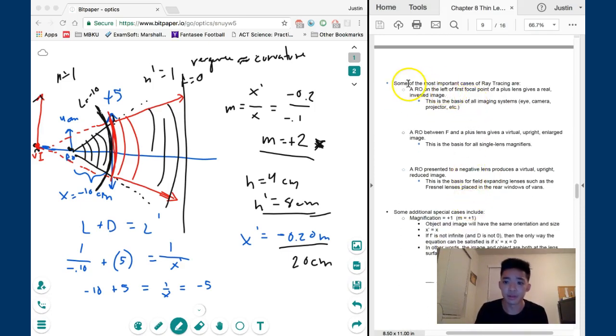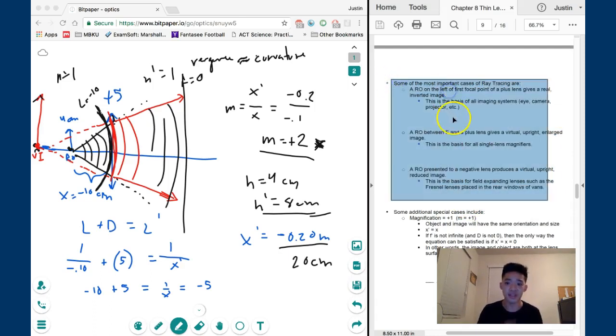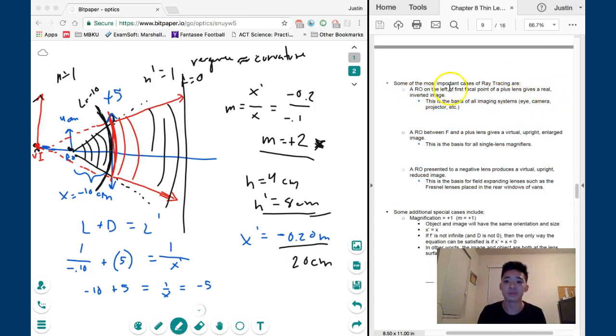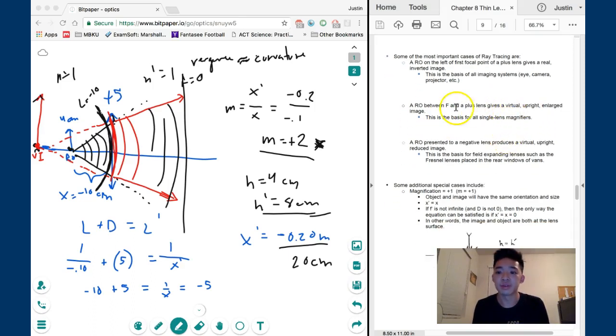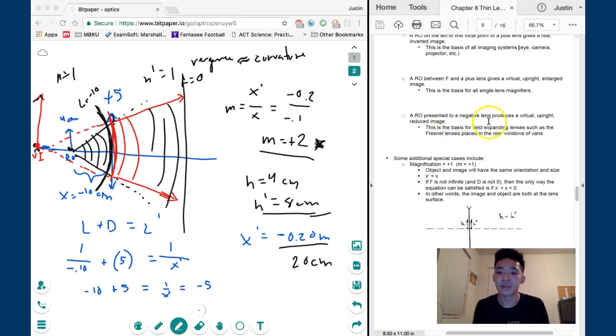So these are the most important cases. What that means is the most relevant. We saw 6 cases, but these 3 are the ones we see in more practical settings. Like the eye. I also made a video about the eye, how we can use optics for optometry. That shows that an eye is really using a real object to produce a real inverted image. And then we have magnifiers for plus lenses, and then we have negative lenses for certain things that we can use, like Fresnel lenses. You haven't learned that yet, I think.